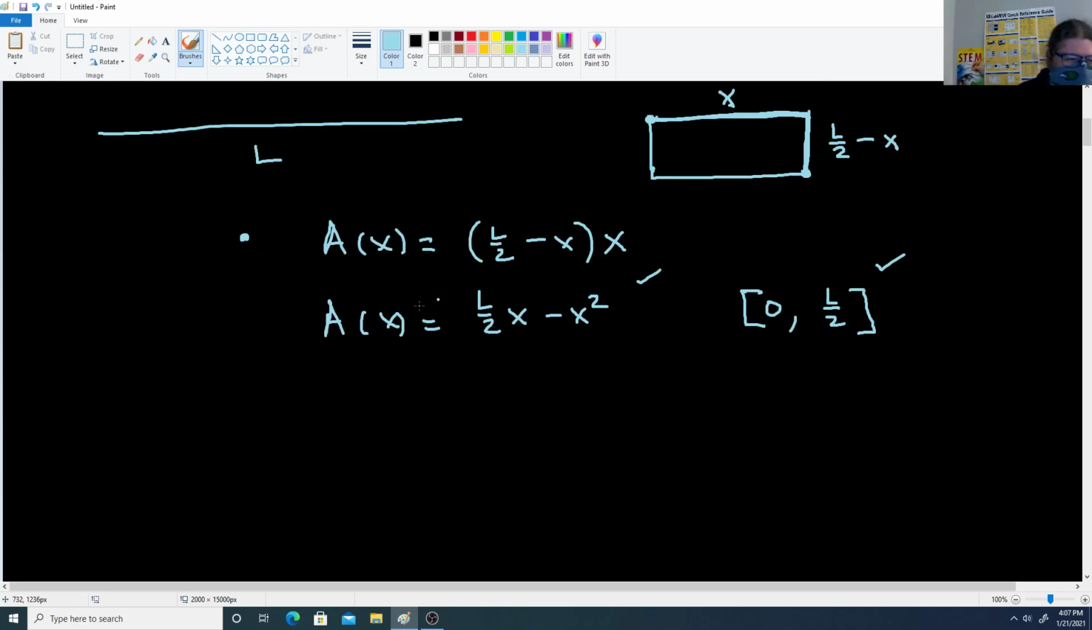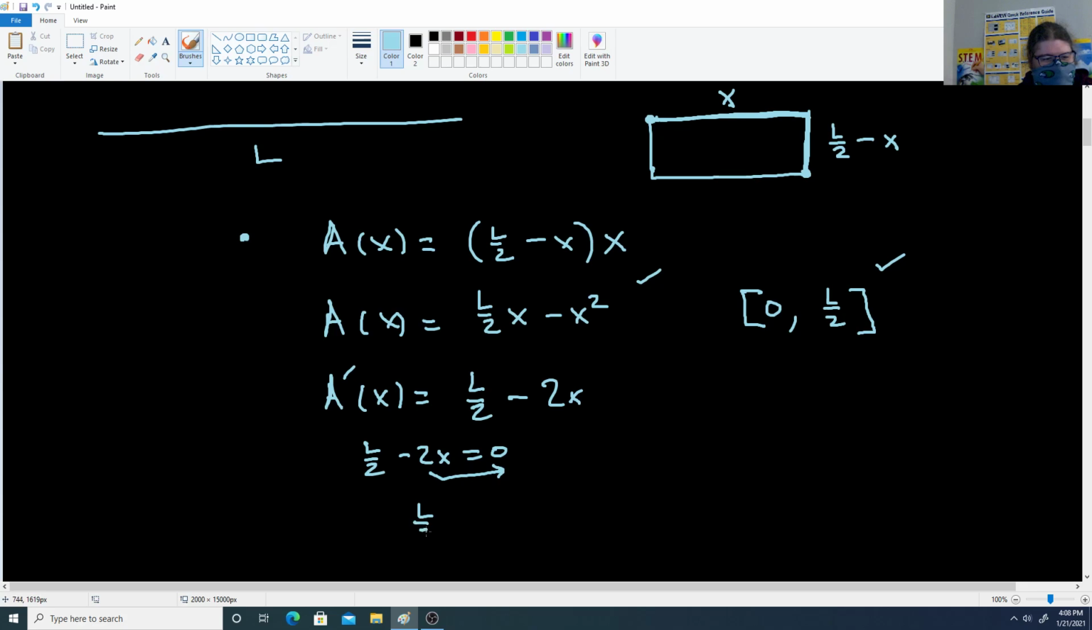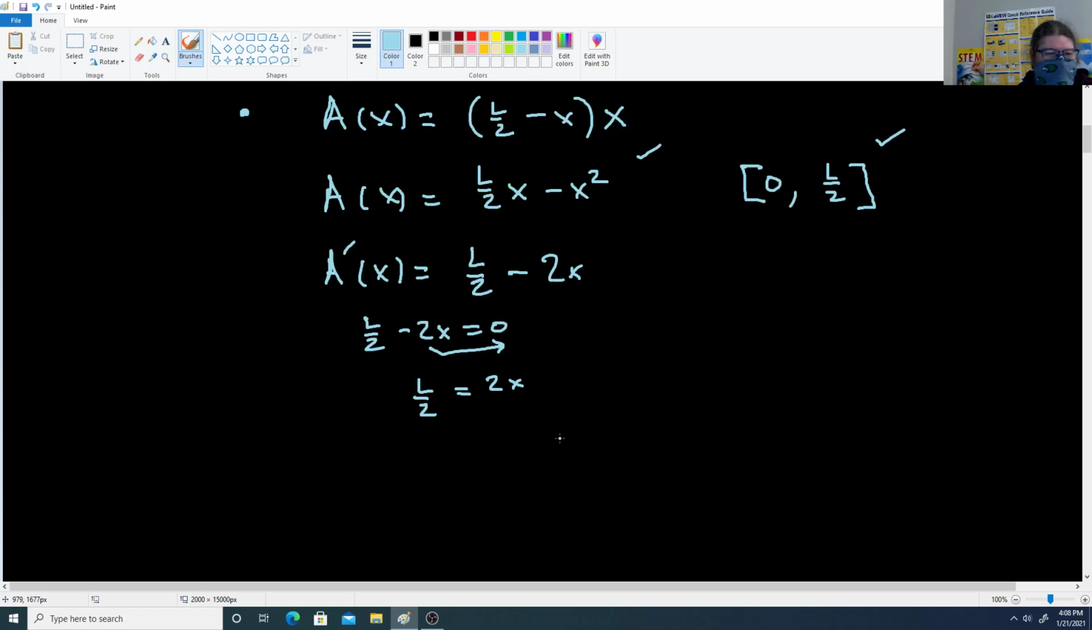Now we're going to need to find the critical point. To do that, we take the derivative of the area. That would be L over 2, because the x drops, minus 2x. Critical points are where the first derivative is undefined or 0. The first derivative is never undefined for this type of equation, so we're going to set it equal to 0. L over 2 minus 2x equals 0. The negative 2x can come on over, so we get L over 2 equals positive 2x. Divide the 2 across, so L over 2 divided by 2 is L over 4 equals x. And this is our critical point.